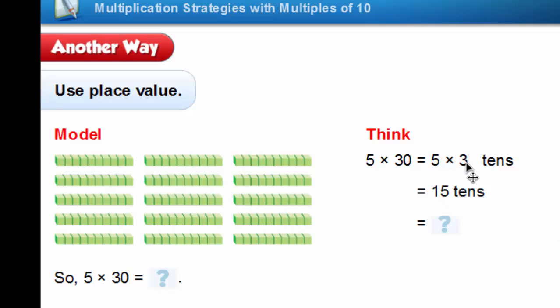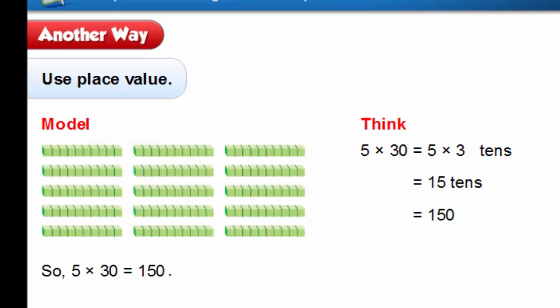So if you take the 5 times the 3, that's 15 tens. So what is 15 tens? Count by 10, 15 times. Good. I hear a bunch of you saying it is 150. So 5 times 30 equals 150. Good job.